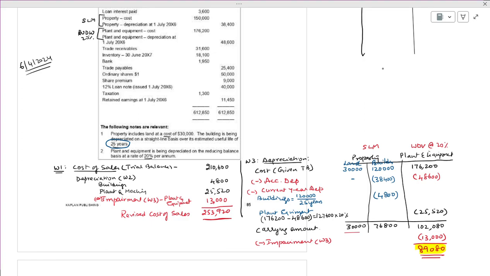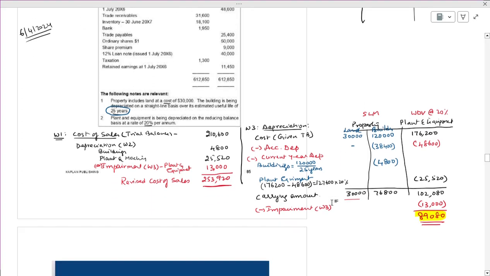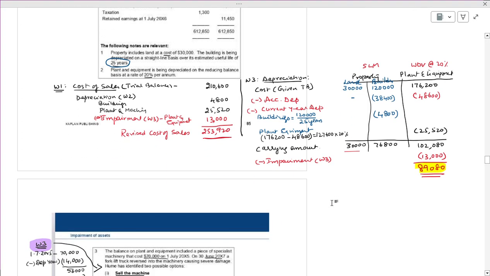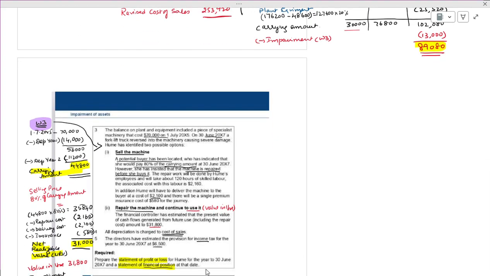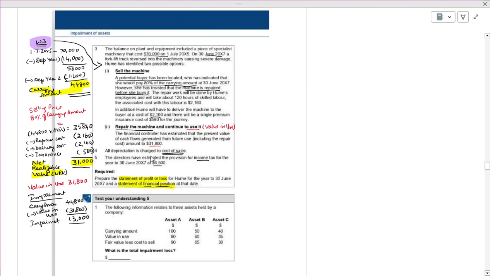Right. What we have done in the previous case, we have done 3 workings. The first working with cost of sales. The second working with respect to depreciation, and we have done another working with respect to value in use, the impairment. Now that's what we said.